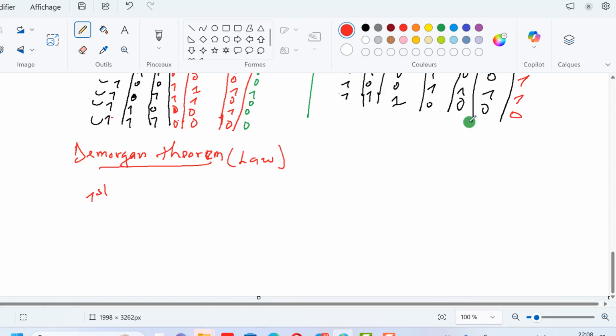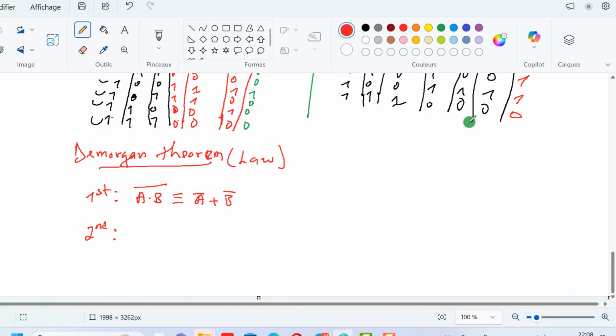The first one: what you need to know is that the aim of De Morgan's theorem is just to break a bar between inputs. The first law says that when you have A dot B all that bar, this is equivalent to A bar plus B bar. Here the bar is shared between A and B. To break it so that A has its own bar and B has its own bar, you must change the sign. Since you have dot, that is why it changed to plus. This is exactly what happened.